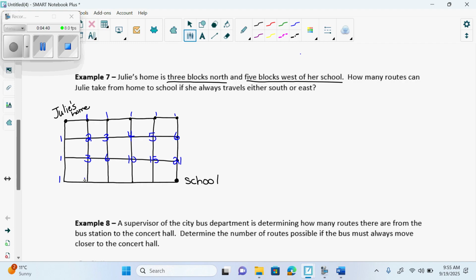Then I have 1 and 3 paths, so 4. 4 and 6 paths, 10. 10 and 10 paths coming into here, 20. 20 and 15, 35.